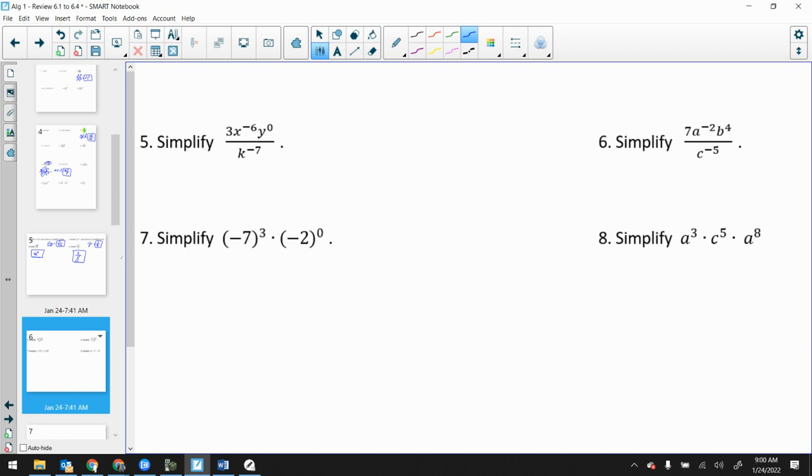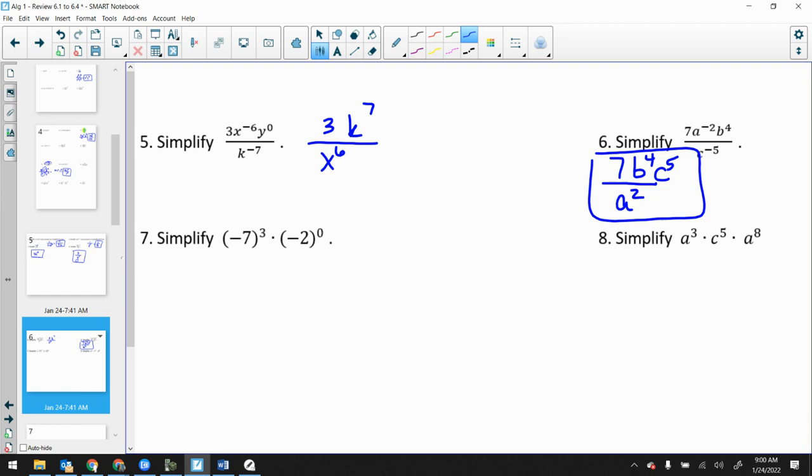Number 5 here. Okay, 5 and 6, very similar. The x, not happy, move it to the bottom. The 3 is happy, don't move the 3. The y goes away, the k goes to the top. There's my answer. Same thing with 6. The 7, happy where it is. The b, happy where it is. The a, move it down. The c, move it up.